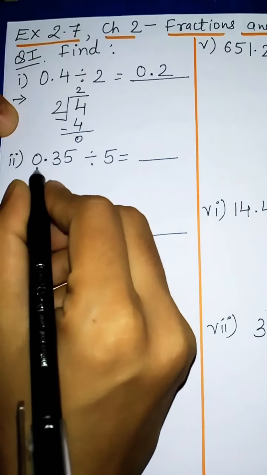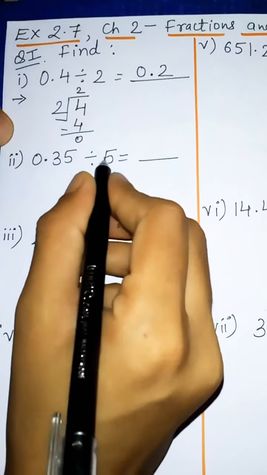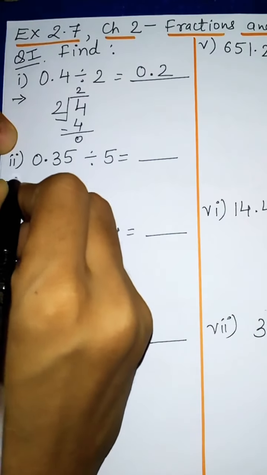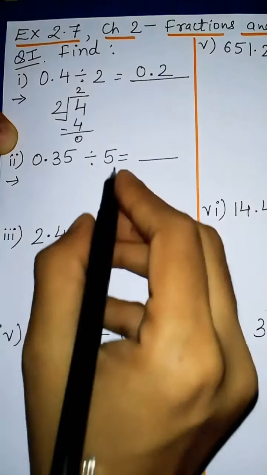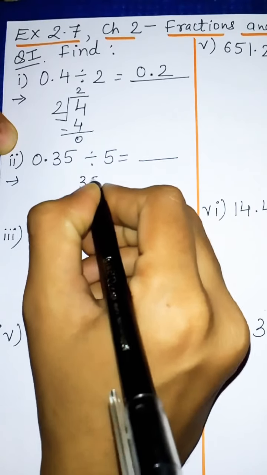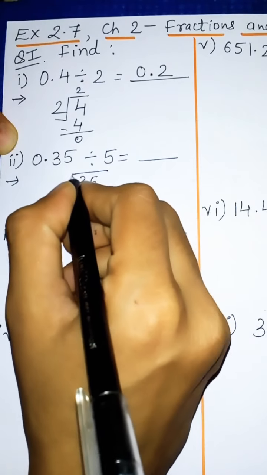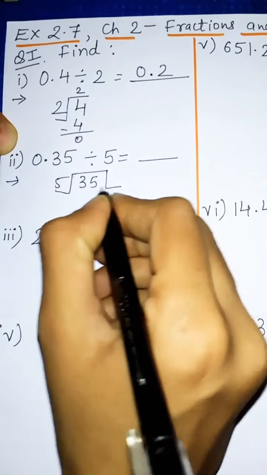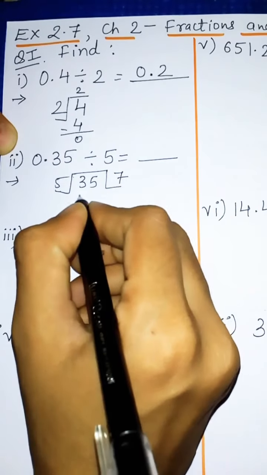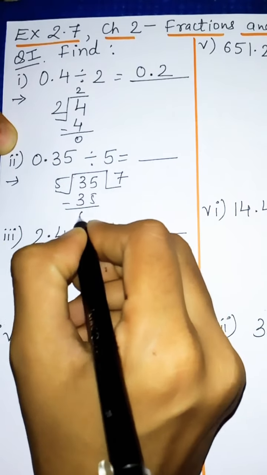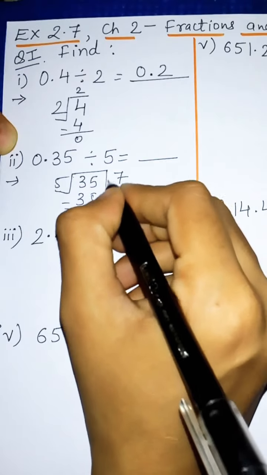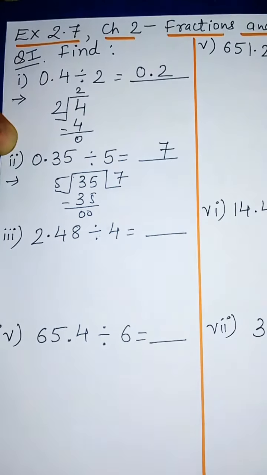Now the second one is 0.35 divided by 5. So first we will do simple division. 35 divided by 5. So 5 7s are 35. So done. 7 is our answer. So 7 we will write.